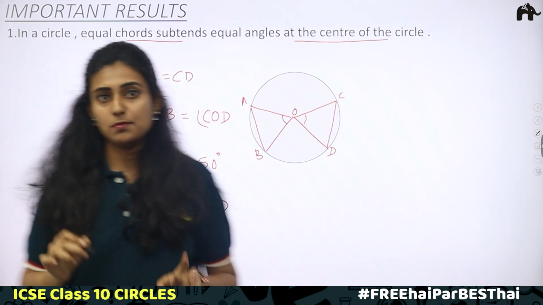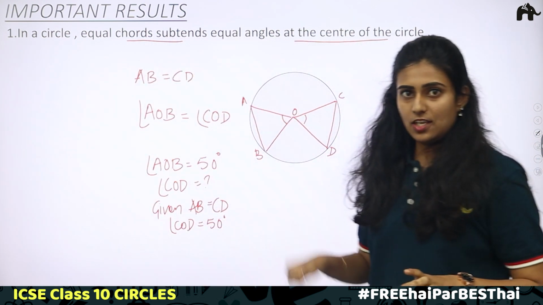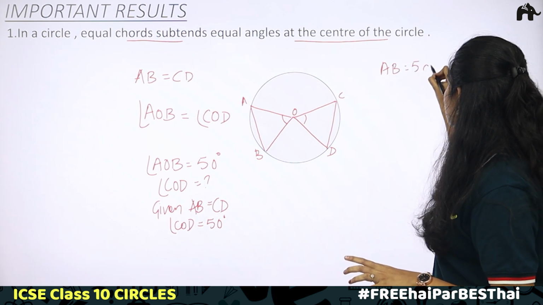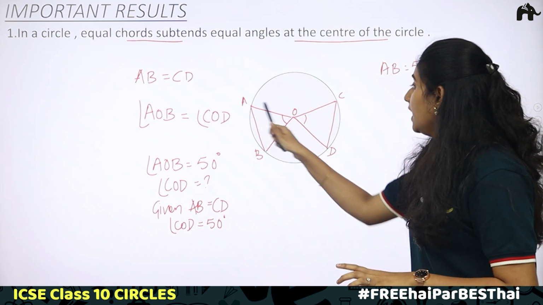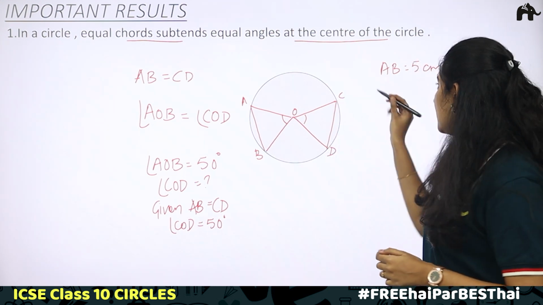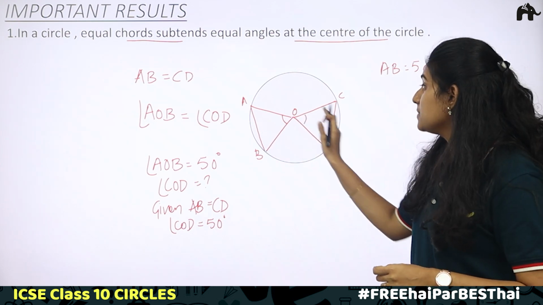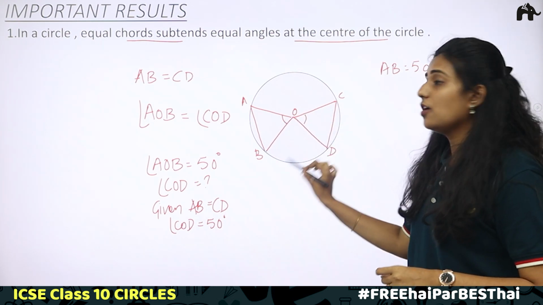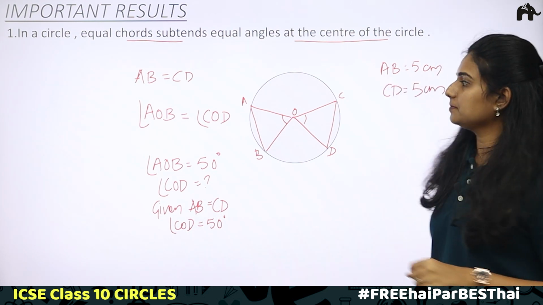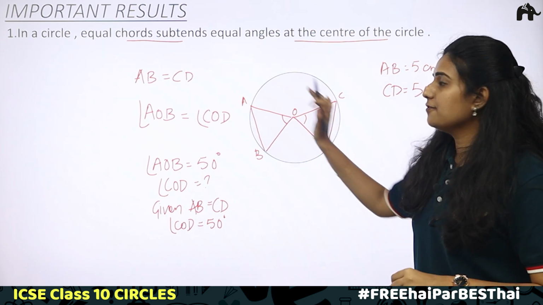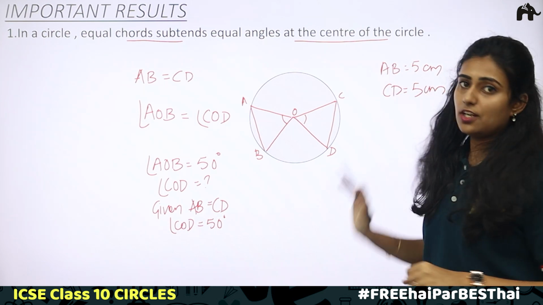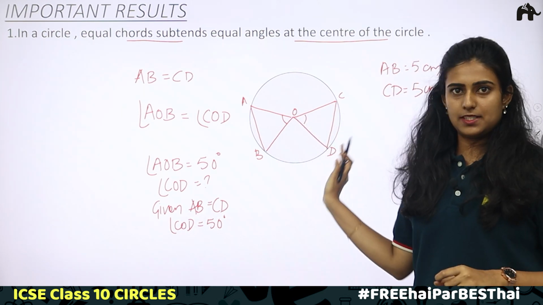What is the reason? Angles subtended by equal chords are always equal. Now, if I am giving AB is equal to 5 centimeter and given that AOB is equal to COD, then what is the measure of CD? If angles subtended by chords are equal, then the lengths of the chords will be equal. Therefore, CD will also be equal to 5 centimeter. Clear? So, this is our first result. In a circle, equal chords subtend equal angles at the center of the circle. Center of the circle. Remember this.